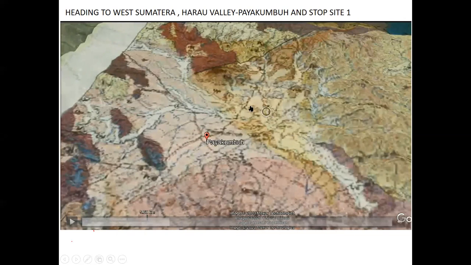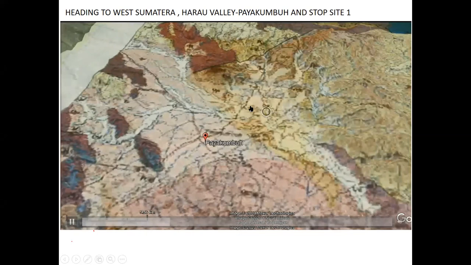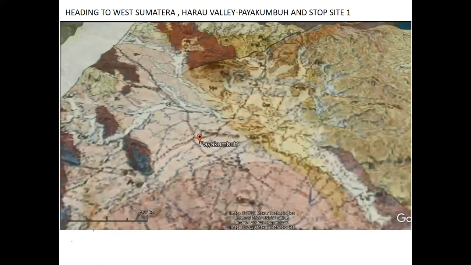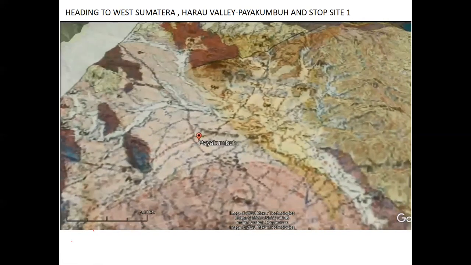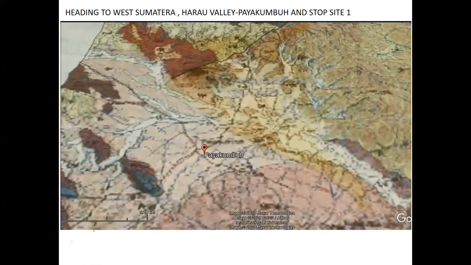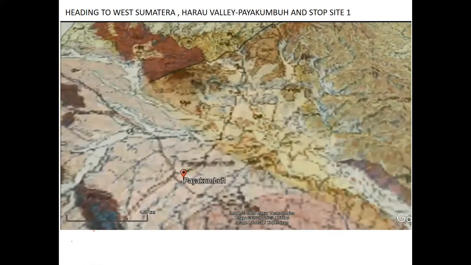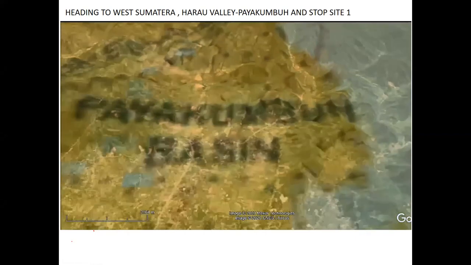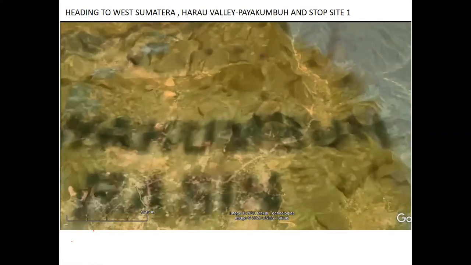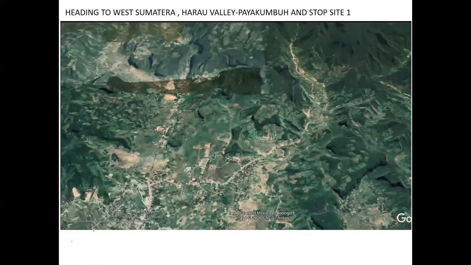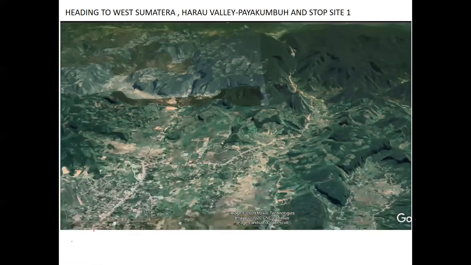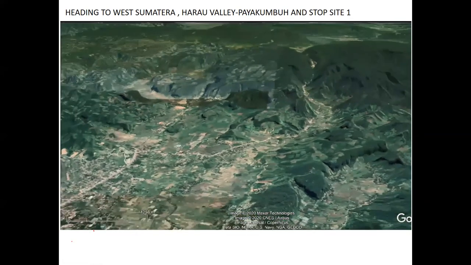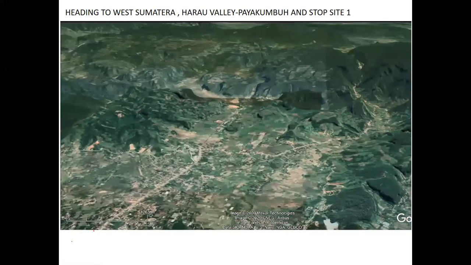Actually, we can still find the Brani formation in the Ombilin basin in the southern part, but we find that good exposure of outcrops can be found in the Payakumbuh area, which is in Harau Valley, to be specific. So this is the geomorphology of the Harau Valley in the Payakumbuh area.